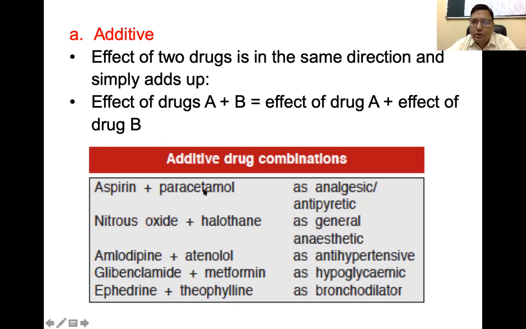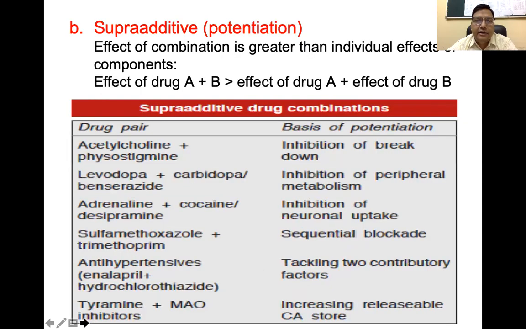Both are cyclooxygenase inhibitors and produce analgesic and antipyretic effects. Nitrous oxide with halothane as general anesthetic. Amlodipine and atenolol as antihypertensive. Glibenclamide and metformin as hypoglycemic, etc. So these drugs are having just the additive effect.